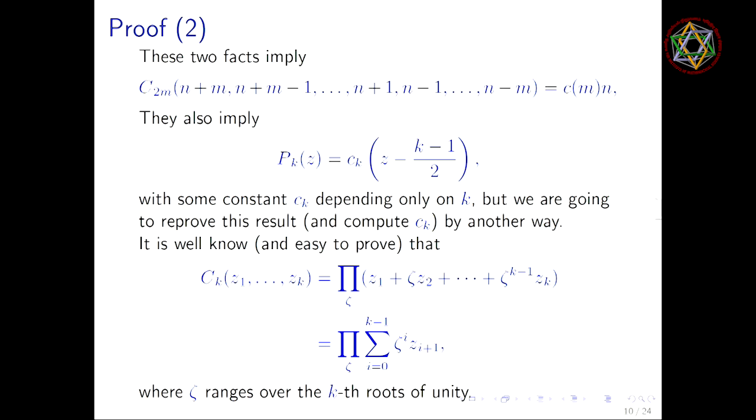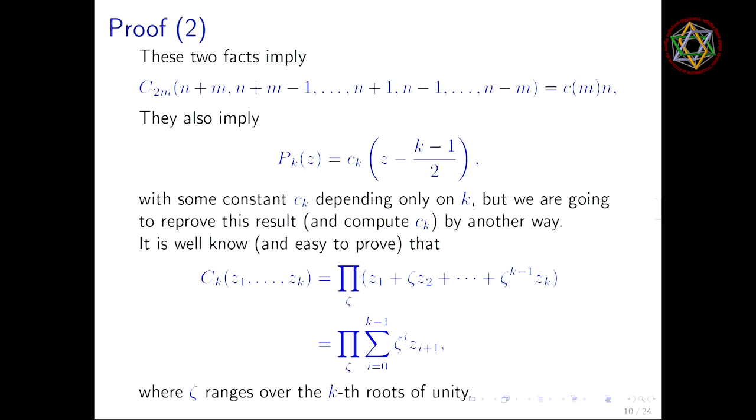And so when we use these two simple facts, we deduce that the determinant in the even case is a constant times n, and in the general case, p_k(z) is c_k (z - (k-1)/2). So this answers the question, but we would like to give another proof in such a way that we can give a closed formula for c_k.